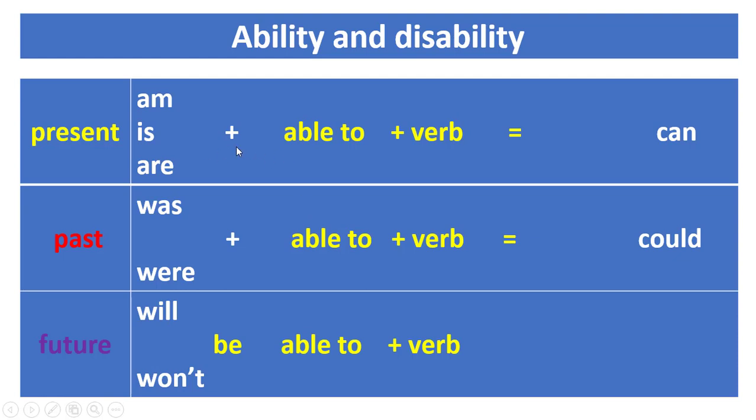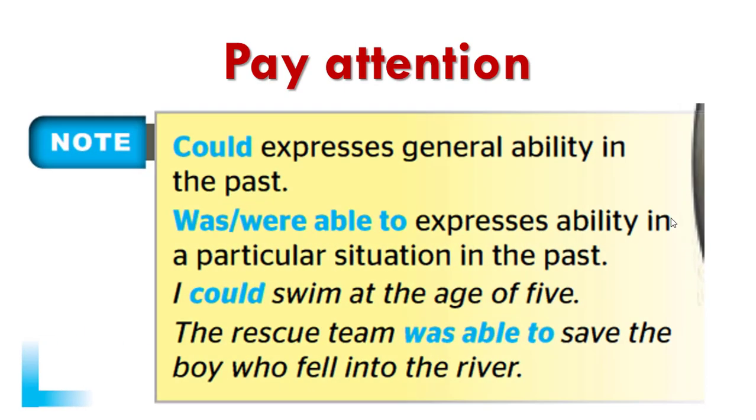As you can see, in the present and the past, we can replace be able to with can in the present and could in the past. Pay attention to the following notice. Could expresses general ability in the past. Was or were able to expresses ability in a particular situation in the past.